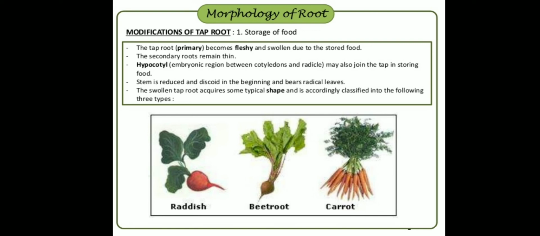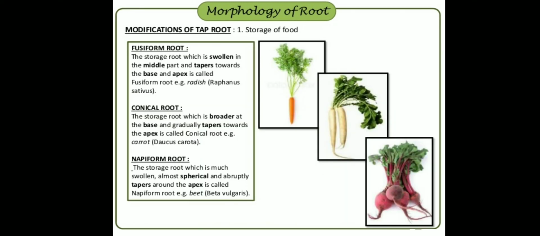So these carrot, beetroot, radish are the root, and they are performing the function of storage. That is why we eat beetroot, carrot, radish, because they have stored food in them. So see the shape. What are the different shapes? Fusiform shape, and the other one is conical shape. Conical shape in case of carrot, fusiform shape in case of radish, and napiform shape in case of beet and all. So these are the various shapes.